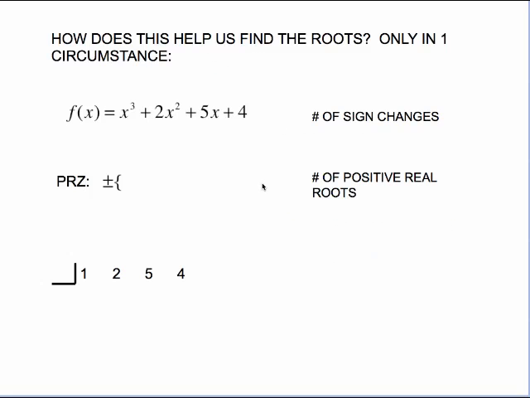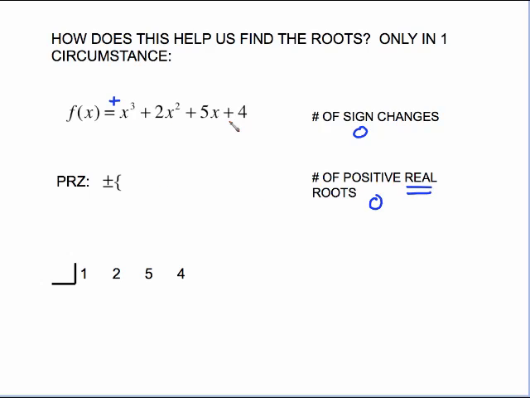So you're saying, if this doesn't help us, why are we doing this? Well, there is one circumstance where this is helpful. Take a look at this function. This is a positive. Positive next to positive, there's no sign change. Positive next to positive, no sign change, etc. There is no sign change anywhere. So there are 0 sign changes. That means there are 0 positive real roots.